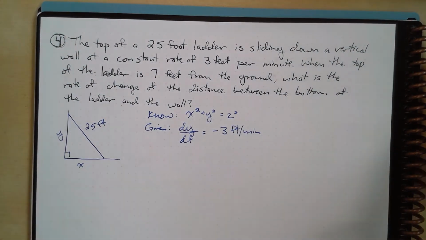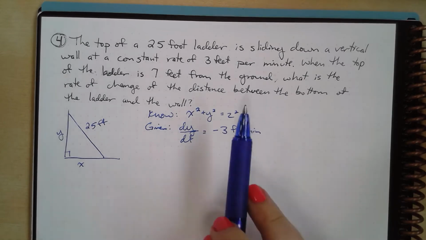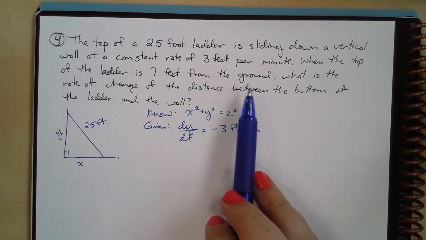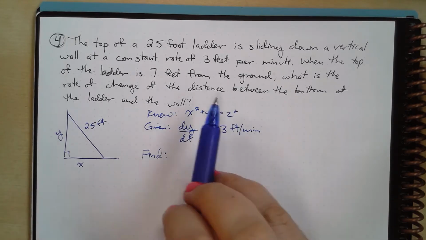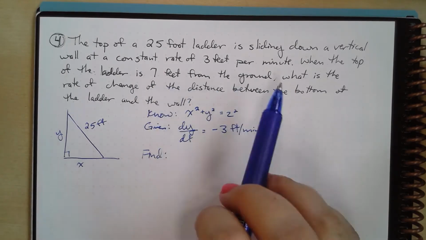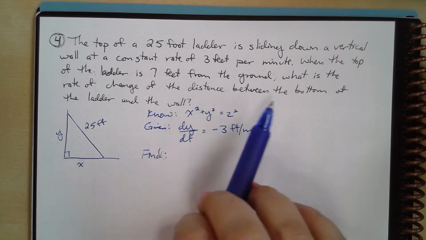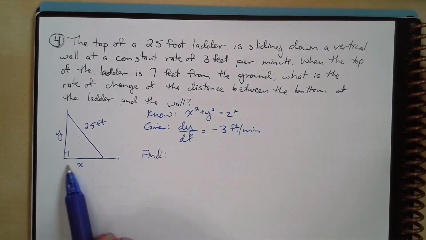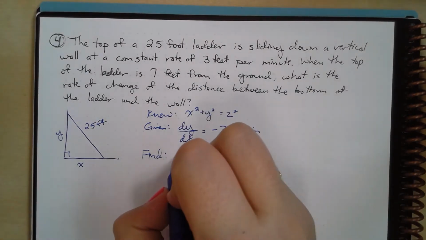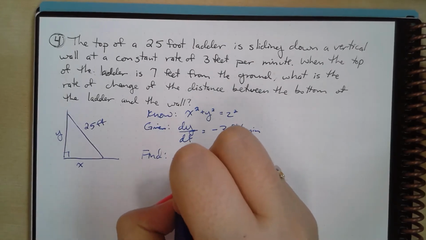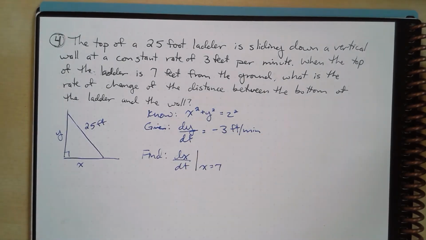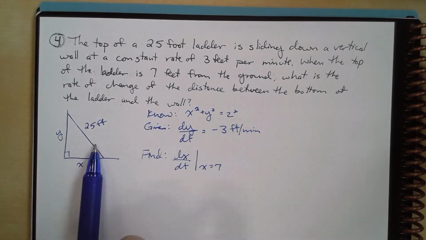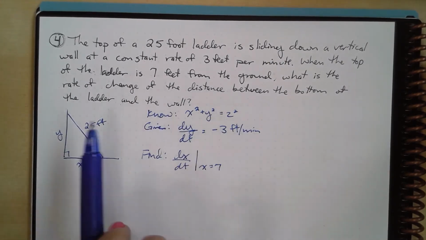That negative indicates direction. And we want to find when the top of the ladder is 7 feet from the ground. So we're trying to find when x equals 7, what's the rate of change of the distance between the bottom of the ladder and the wall? We want to find the rate of change here. So we're trying to find dx over dt when x is equal to 7.